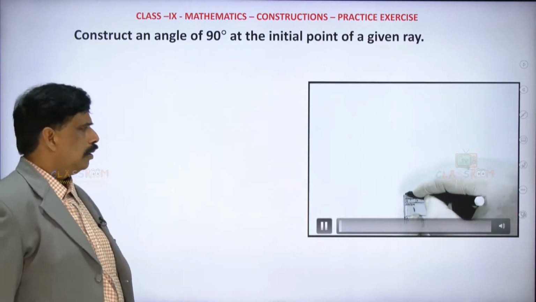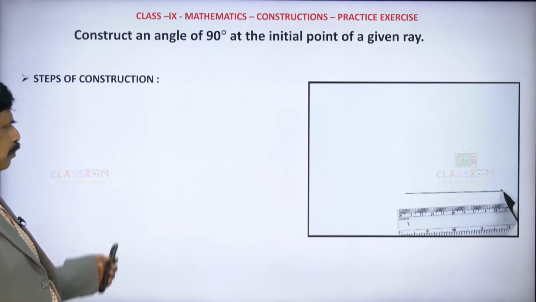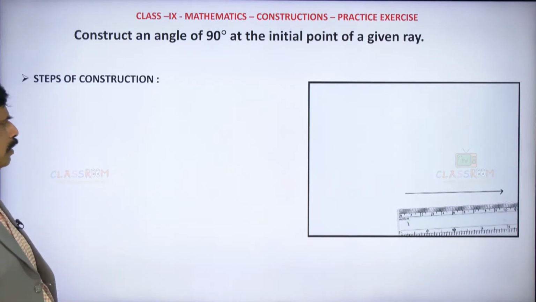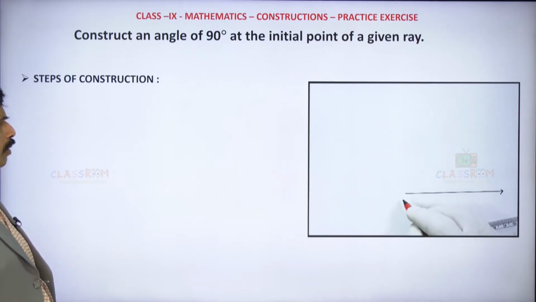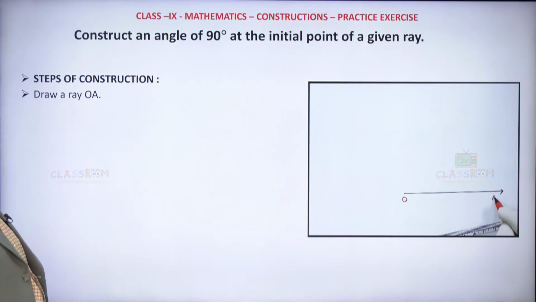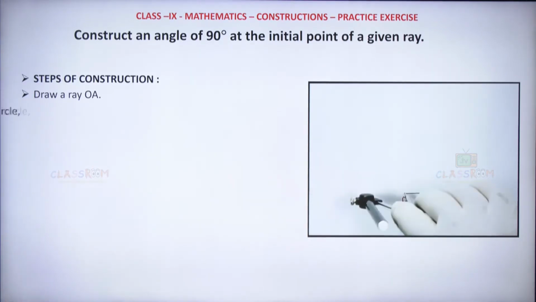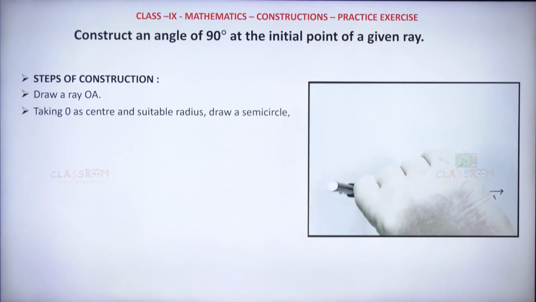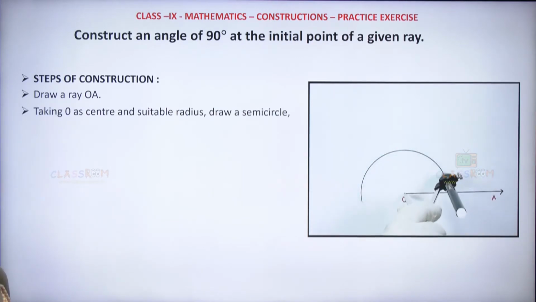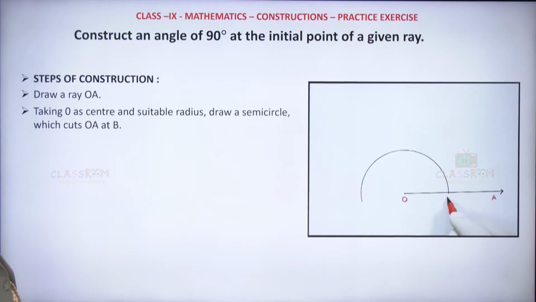First, draw a ray. We are explaining the steps of construction in parallel. Draw one ray, name it as OA. Taking O as center and a suitable radius, draw one semicircle which cuts OA at B.